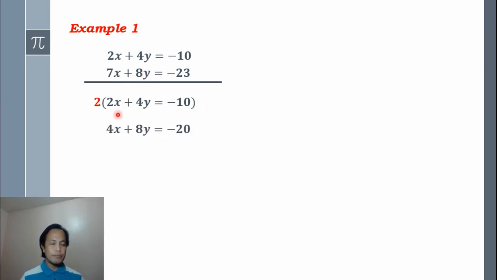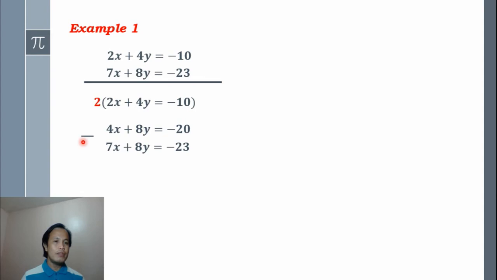So, we will have 2 times 2x is 4x, 2 times 4y is 8y, 2 times negative 10 is negative 20. So this is now coming from equation 1, and we will simply copy equation 2. So equation 2 is 7x plus 8y equals negative 23. Now, we already have similar numerical coefficients in equation 1 and equation 2. This time, since they have the same sign, positive and positive, what we need to use is subtraction. So, we will subtract the second equation from the first equation.